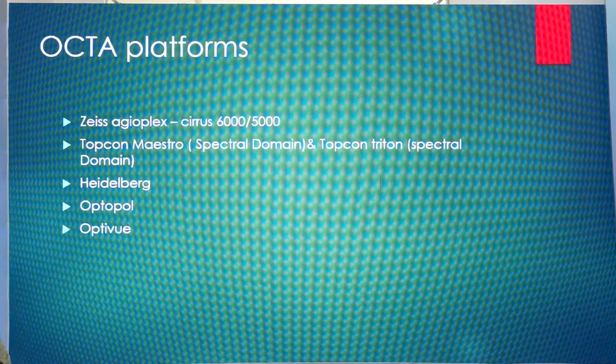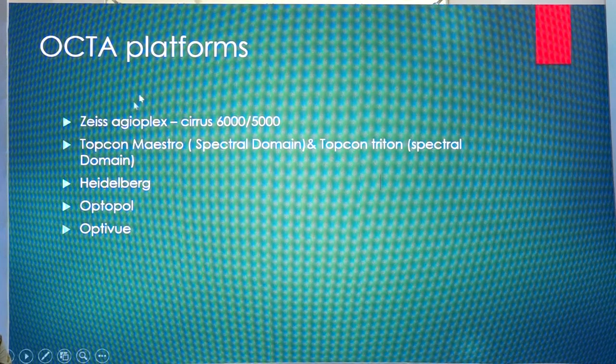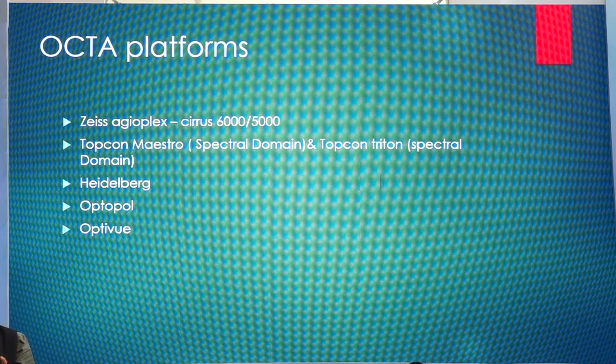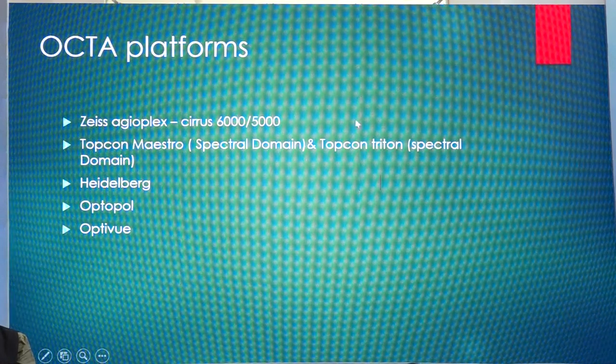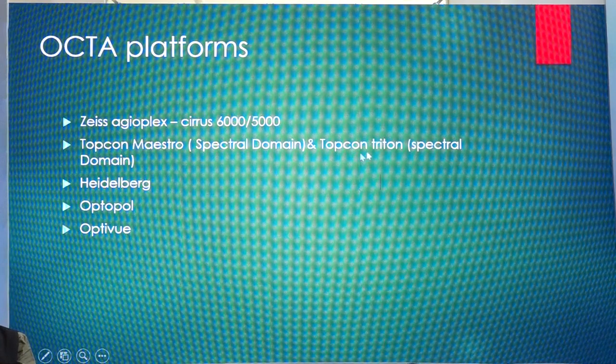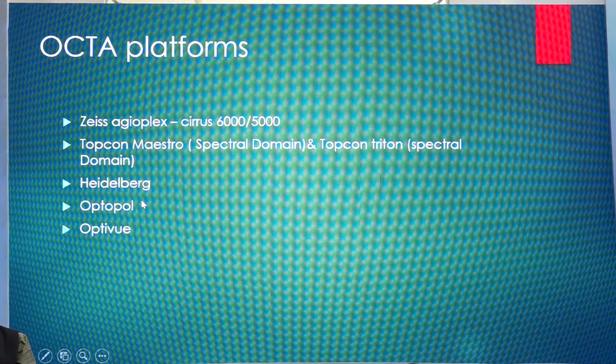Coming to the comparison of machines, the machines available are Zeiss Angioplex 6000 and 5000. The difference between the 6000 and 5000 is that the 5000 gives an 8 by 8 slab and the 6000 gives a 12 by 12 slab. Topcon has the Maestro, which is spectral domain OCT, and the Topcon Triton, which is SS OCT. Then there are Heidelberg, Optopol, and Optovue.